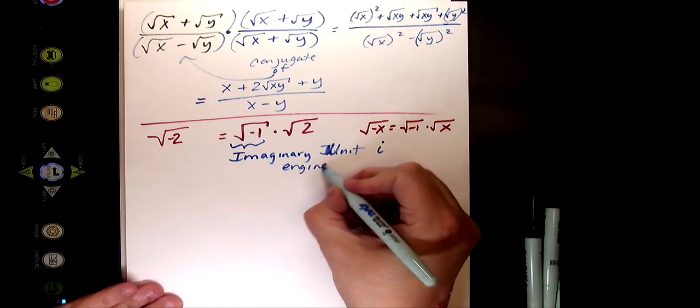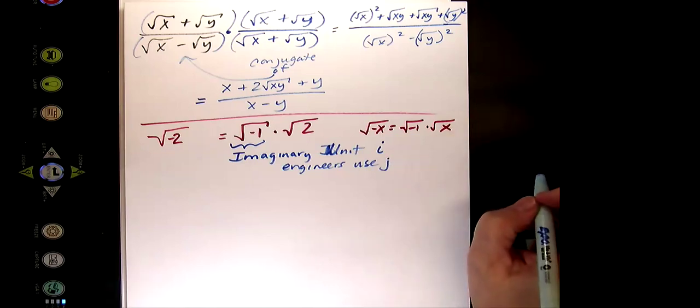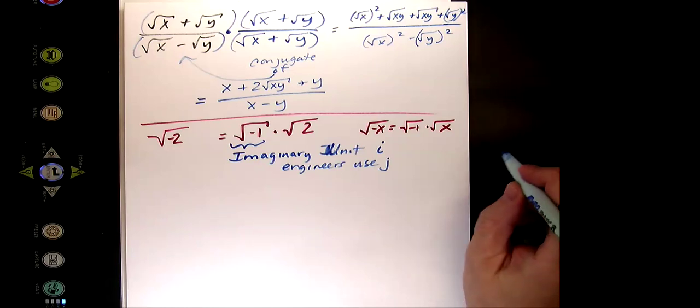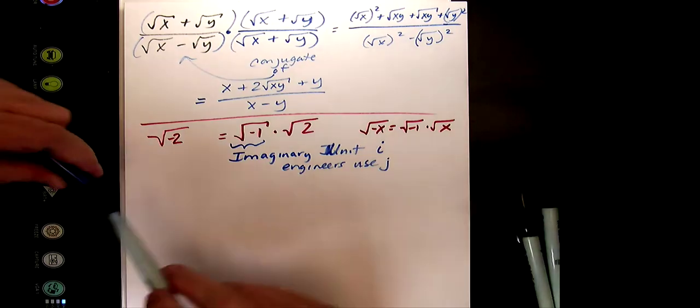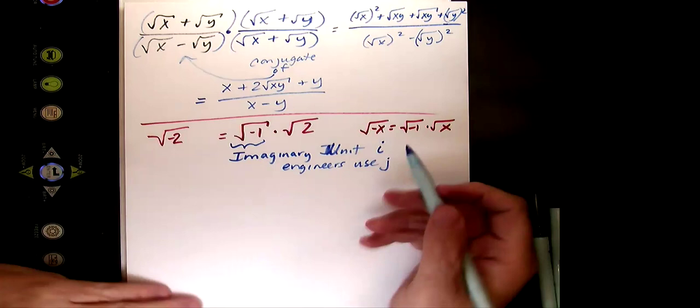Engineers use j, because in engineering, i means current. It's electricity. Amperage. You'd think someone would have figured this out and just switched everything to j. But they didn't. For your memory.